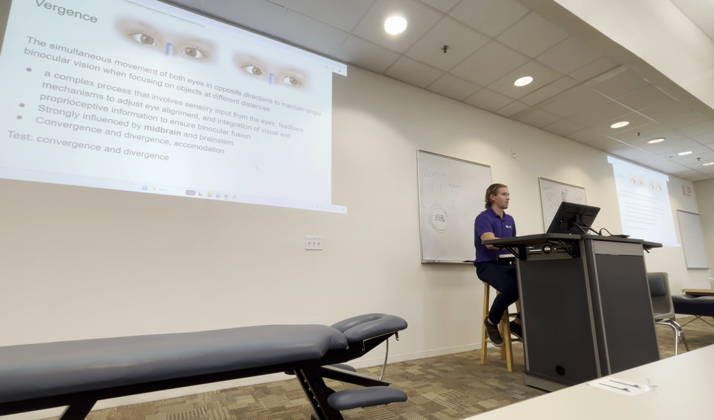Accommodation. Again, that's changing your pupil size and your lens size if you're looking at something far away, as opposed to something close up. When you're looking at something far away, your lens will flatten out and your pupil will dilate. As opposed to when you're looking at something super close, your pupils constrict and your lens becomes more round. And it's just a focusing thing.